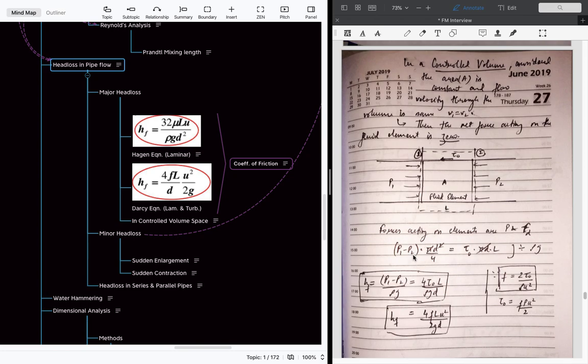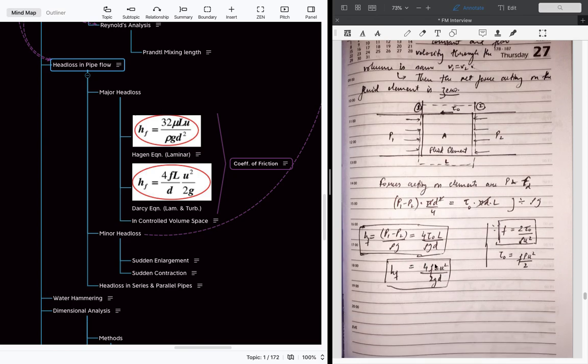So the pressure force will be the change in pressure times the area, and the drag force will be the stress times the area. And when we divide it by rho g, we get such a formula, and from this coefficient of friction formula, we again get the Darcy equation. Okay, this is how we can derive the Darcy equation.